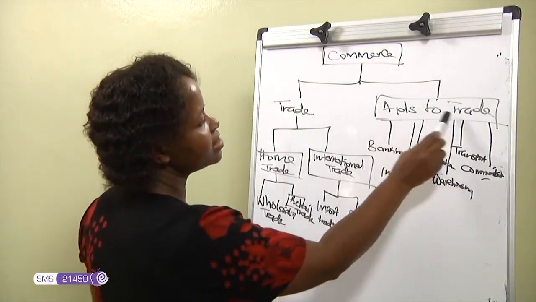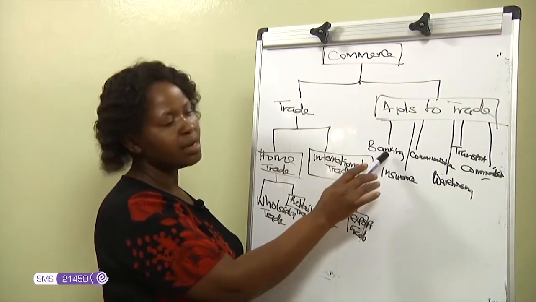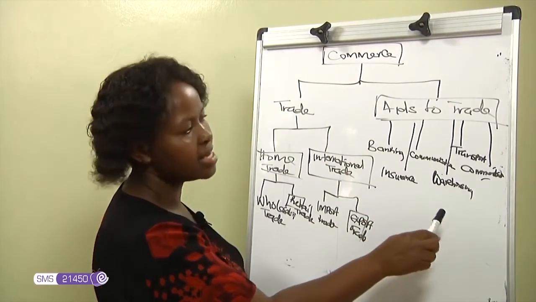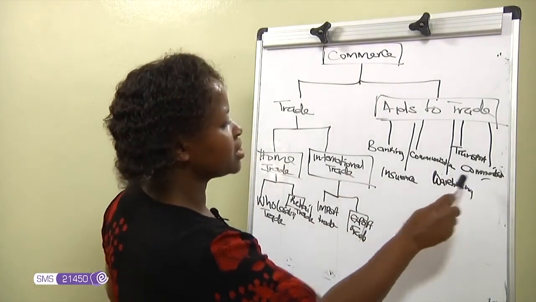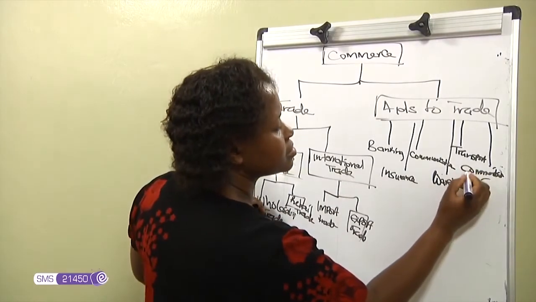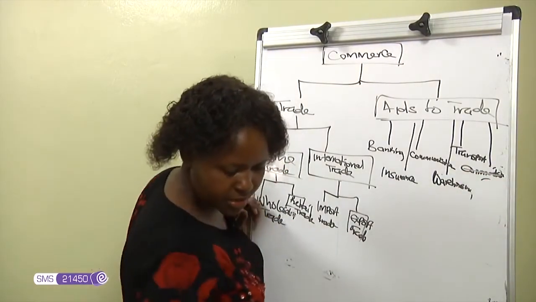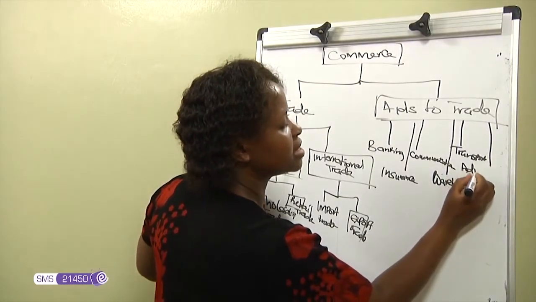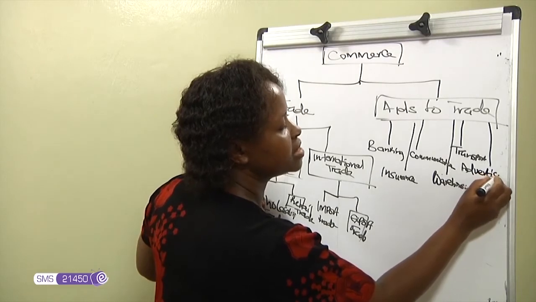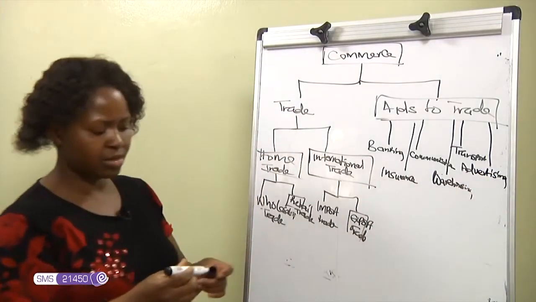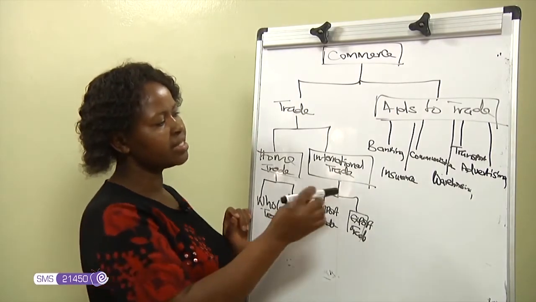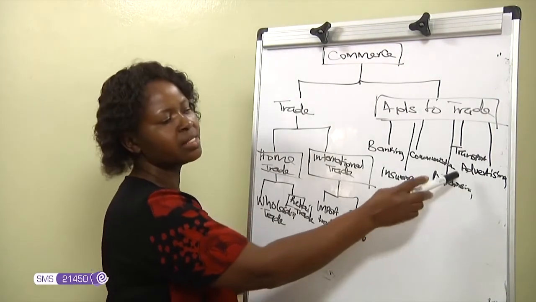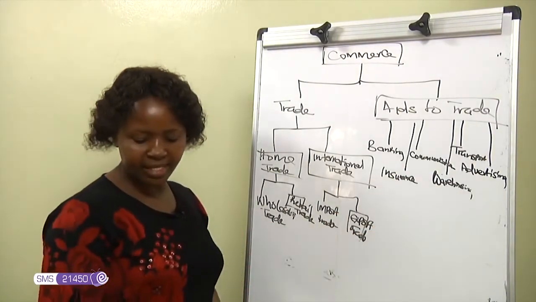There are 6 aids to trade. These include banking, communication, insurance, warehousing, and transport. Sorry, we forgot advertising. Advertising is another aid to trade. So we have those 6 aids to trade: banking, insurance, communication, warehousing, transport, and advertising.